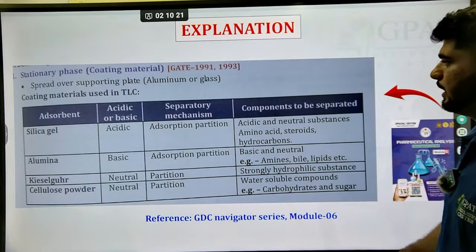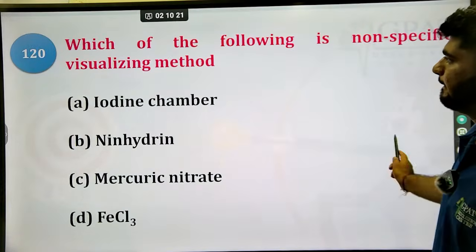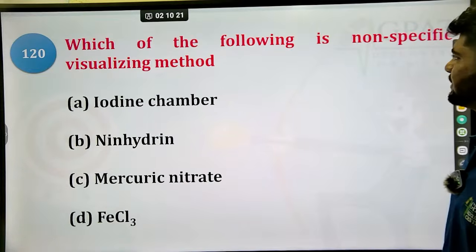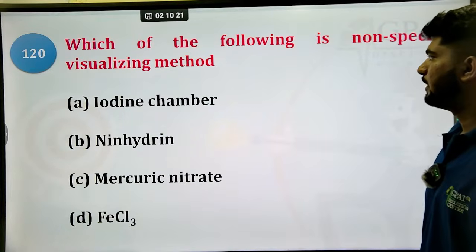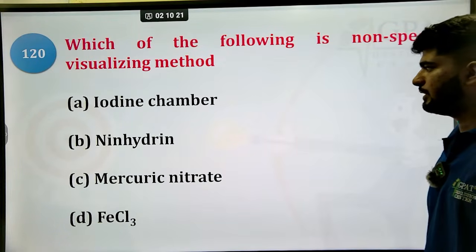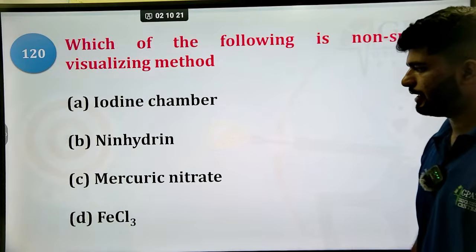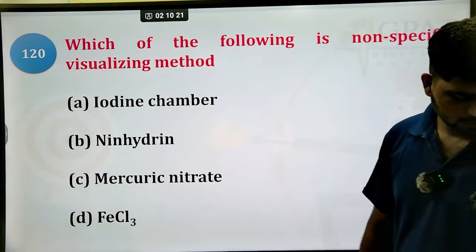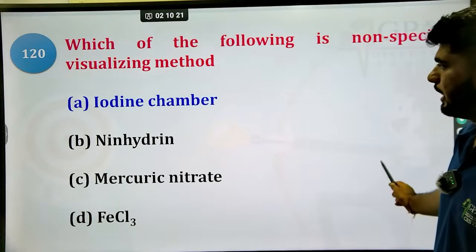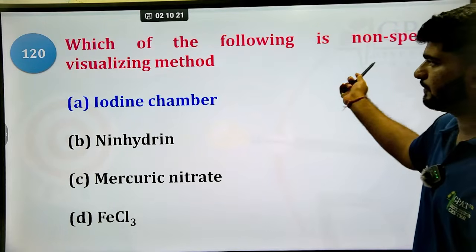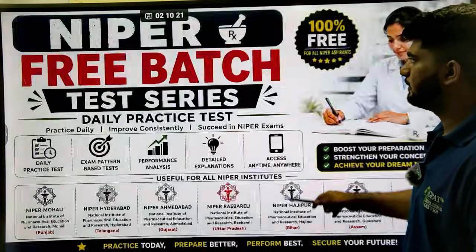Silica gel. Now, which of the following is a non-specific visualizing method, guys? Iodine chamber, ninhydrin, mercuric nitrate, or FeCl3? That is your iodine chamber, which is a non-specific visualizing method, right?